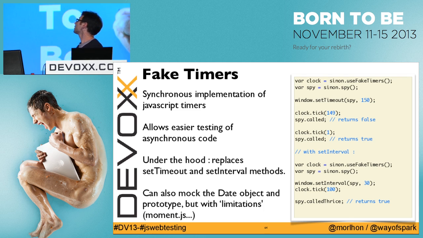For example, we will here set a timeout method on the spy of 150 milliseconds. We use the clock to tick 149 milliseconds. The spy is not called. If we tick one more millisecond, we can see that the spy has been called. All this is a synchronous call. There is no callback. There is no waiting. This is used for readability. It is much easier to test timers and timeout code.